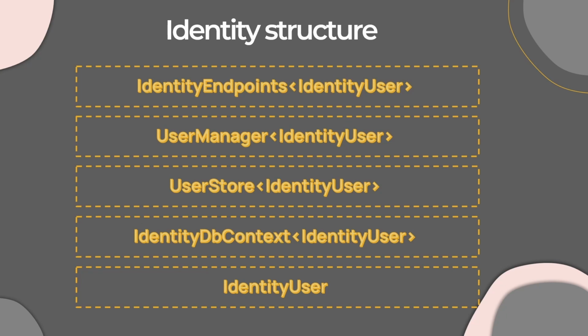Then on top of the identity user, there's this identity DB context abstraction that is going to extend our DB context by defining a few DB sets, which are then going to be mapped to the tables in our SQL database with the user definition, with the role definition, and also the connection between the users and roles.